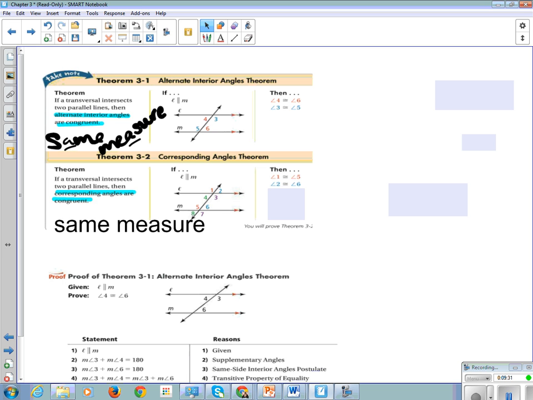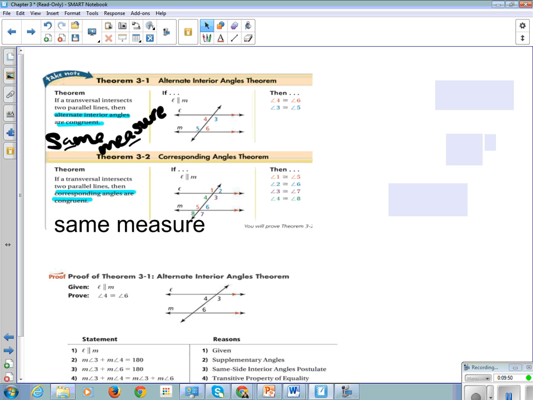And angle 3 is congruent to angle 7, they're bottom right, so they're congruent. Angle 4 and angle 8, bottom left, they have the same measure.